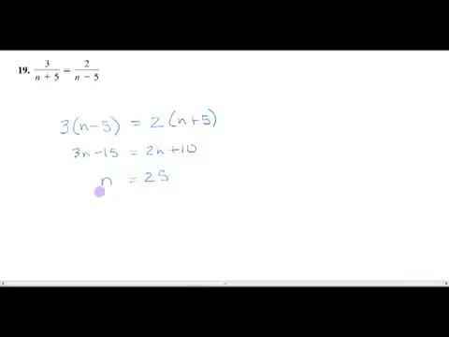Now we just need to check that the value that we came up with for n does not make any of the fractions undefined in the original problem. The only values of n that would cause the fractions to be undefined would be a -5 or a +5. That way we can say we're safe with n equals 25.